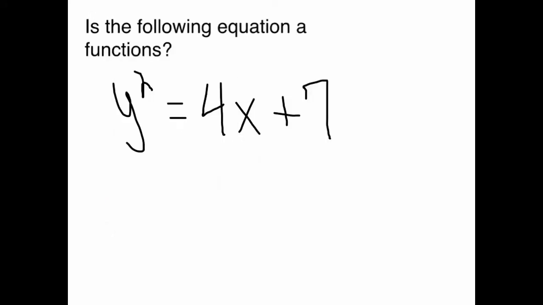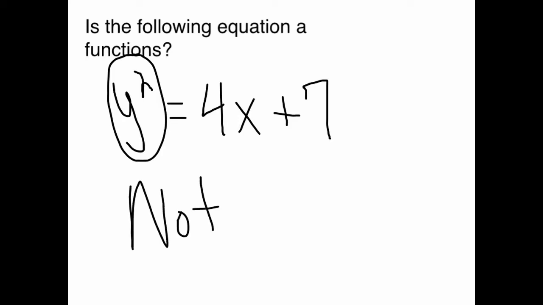All right, is the following equation a function? y squared equals 4x plus 7. Well, I see immediately that I have this y squared. Since I have the y squared, that means that this equation is not a function. Having x squared is okay, but y squared makes there more than one y value for the x value. So this equation is not a function.